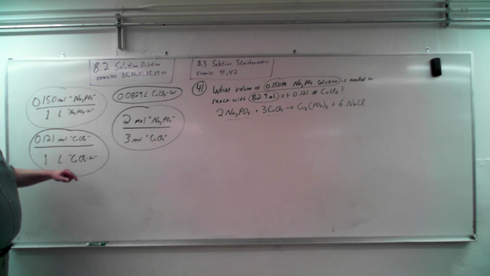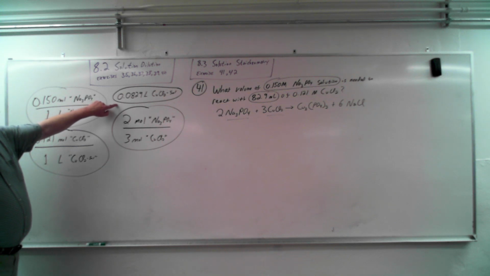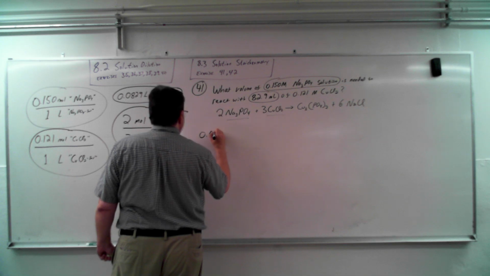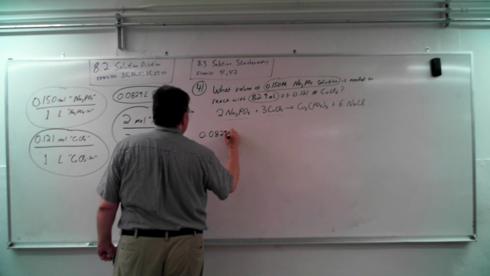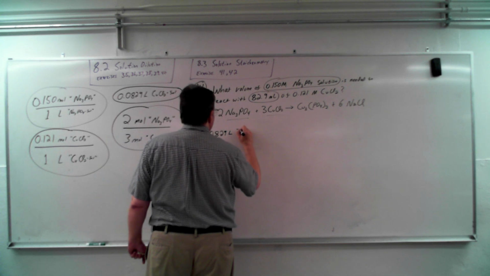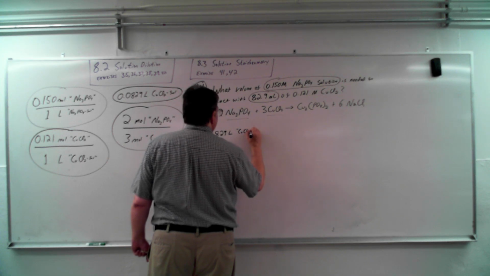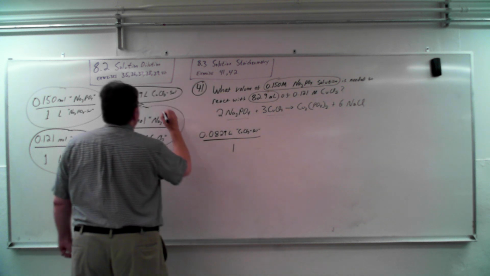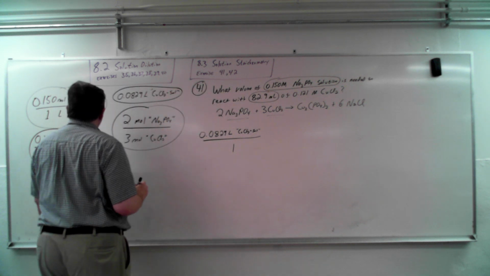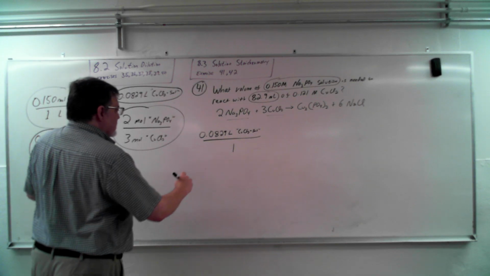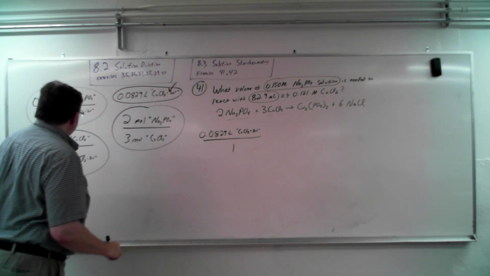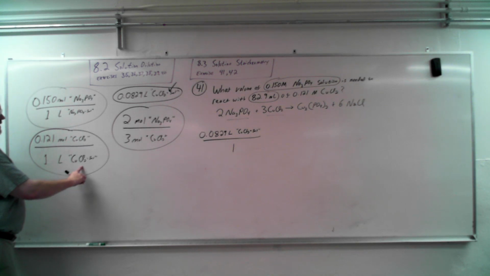Now, you can really do this in any order, but I like to do this one first. This is the way I've been doing these. Liters CuCl2 solution. Liters of copper chloride solution. The only place you see liters of copper chloride solution is here, so this is next.